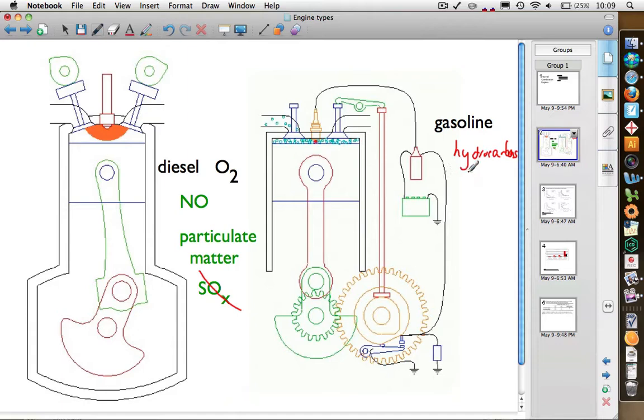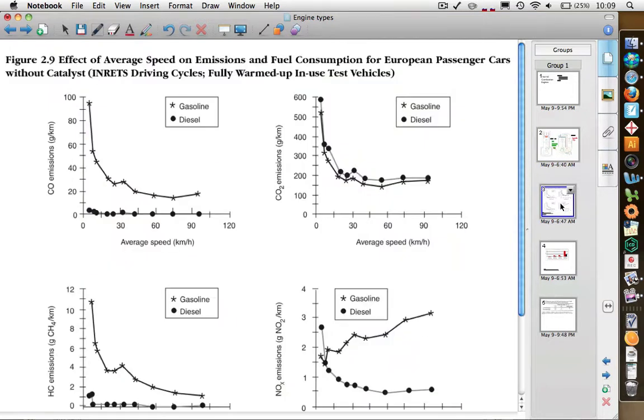In addition, with gasoline, we also tend to make more carbon monoxide because they tend to be run at a richer mixture, meaning more gasoline compared to oxygen. So this plays out if you actually look at the data for gasoline versus diesel engines. We'll deal with the CO2 thing last, but let's look at CO first.